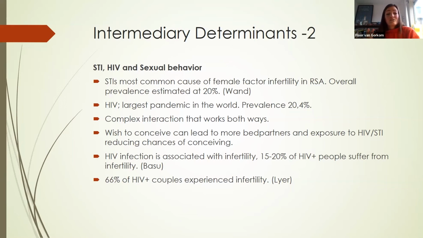And HIV infection in itself is also associated with infertility. So 15 to 20% of HIV positive people suffer from infertility in South Africa. And others mention even numbers of 66% of HIV positive couples facing infertility. So these are extremely high numbers of people, and we should not forget to pay proper attention to this group.